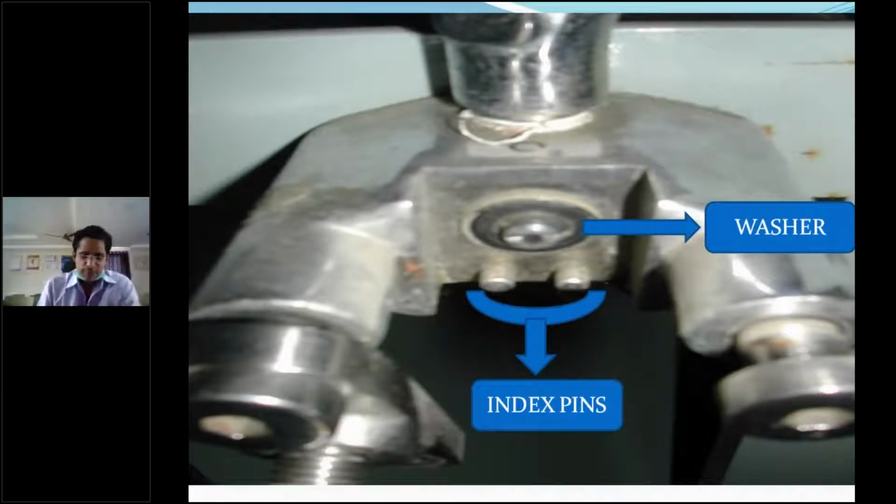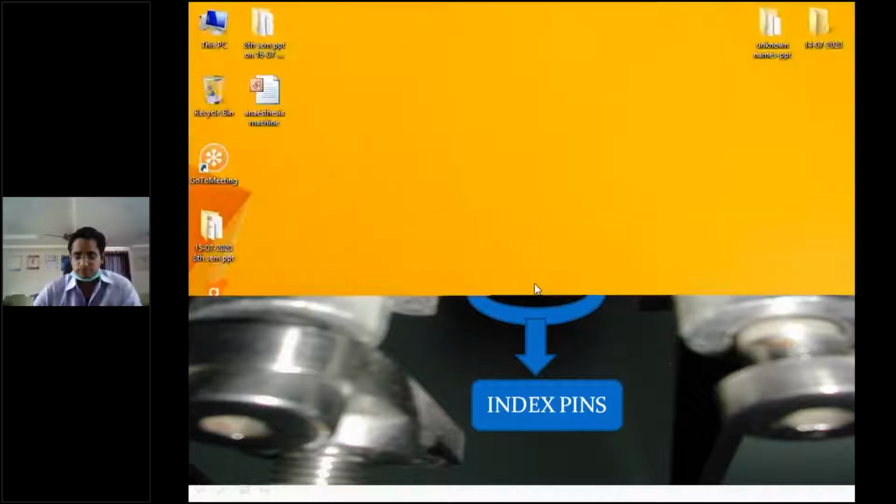So, the washer. You can see in this image a round colored structure. This is known as the washer, also known as the Bodok seal. And here is the nipple, which I told you about in the previous slide. Here you have two index pins, one on the left and one on the right. So what is the importance of these index pins?